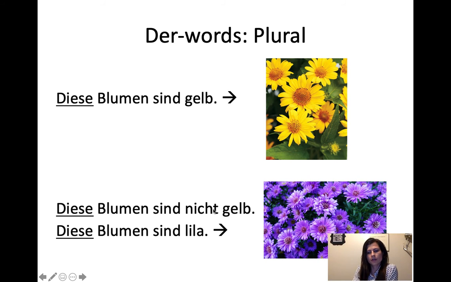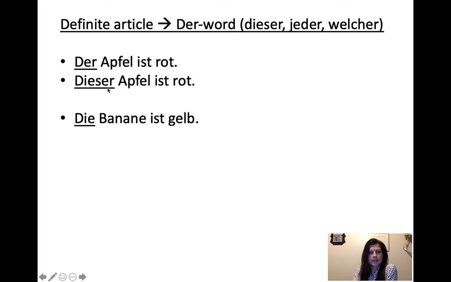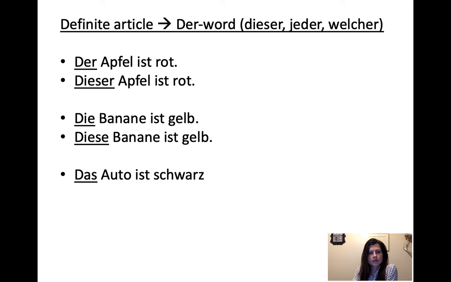So we look at how you get from the definite article to the der word. Diese is the first one we've been using, and then jeder and welche are two other very common ones, and we'll do a few more in a minute. So diese means this, jeder means every or each, and welche means which one. It's a question word. So der Apfel ist rot, dieser Apfel ist rot. They match on the endings there. Die Banane ist gelb, diese Banane ist gelb. Das Auto ist schwarz, dieses Auto ist schwarz. They match the S ending.